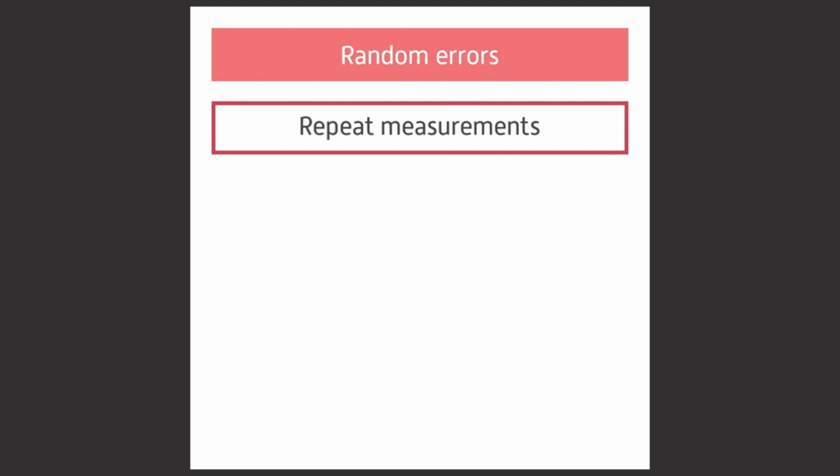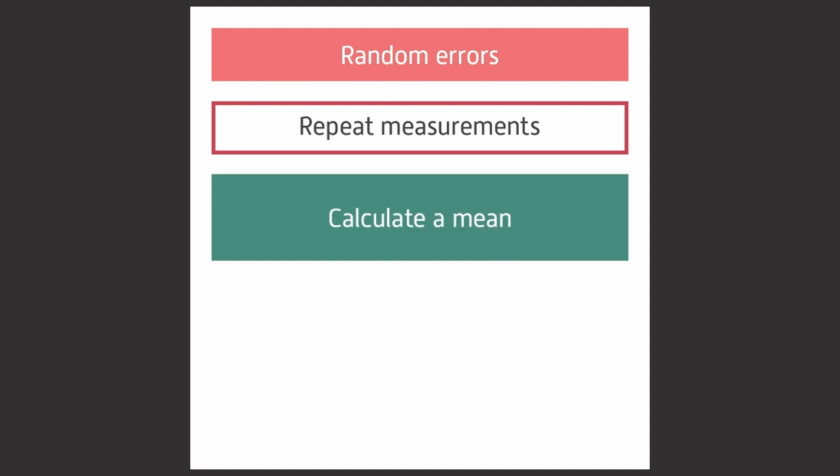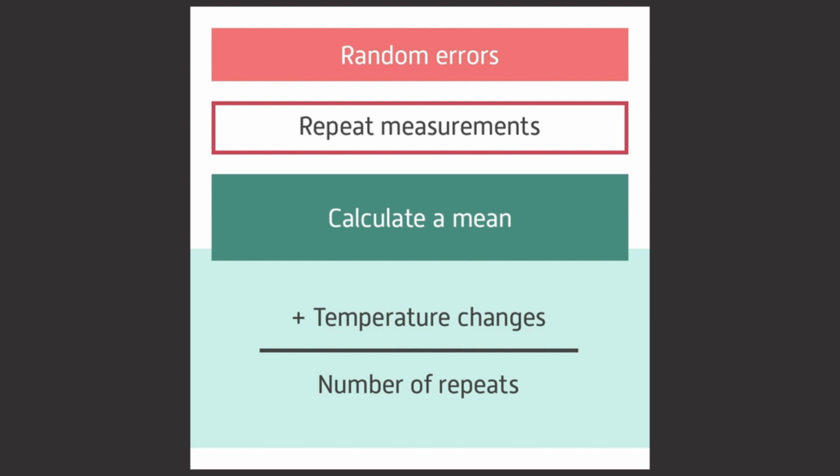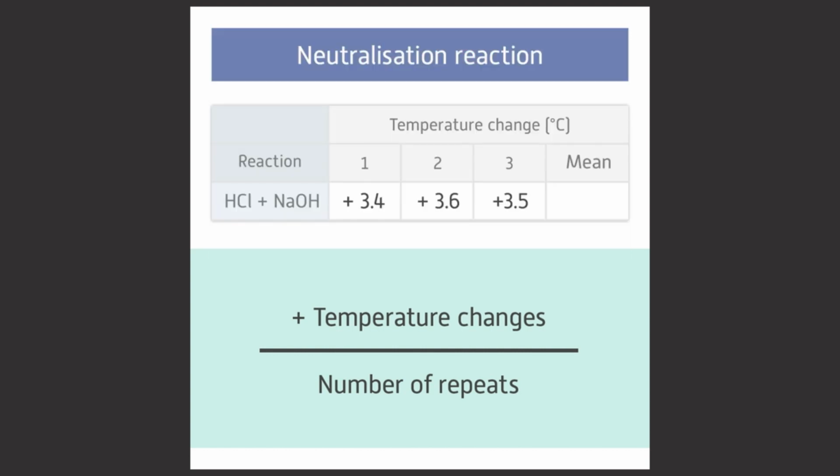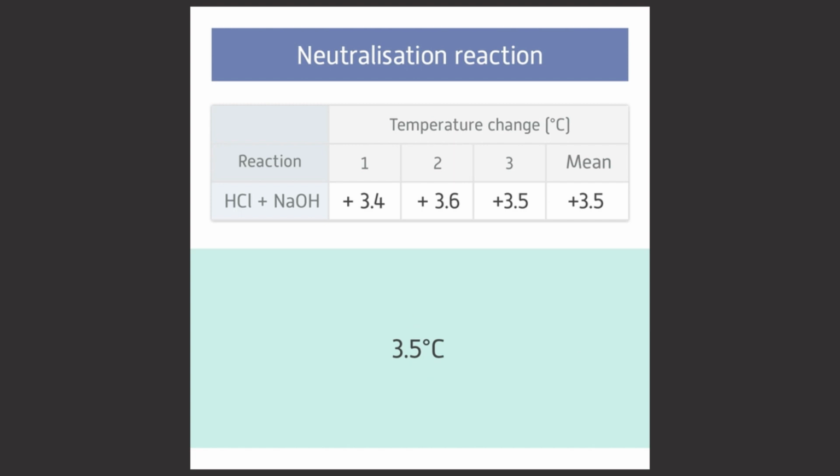In order to reduce the effects of random errors, it is good practice to repeat your measurements. You will need to calculate a mean. This is done by adding up the temperature changes for the repeats and then dividing this number by the number of repeats. For example, a student carried out a neutralization reaction. She measured temperature changes of 3.4 degrees, 3.6 degrees, and 3.5 degrees Celsius. The mean is 3.4 plus 3.6 plus 3.5, which is 10.5, divided by 3. The answer is 3.5 degrees.